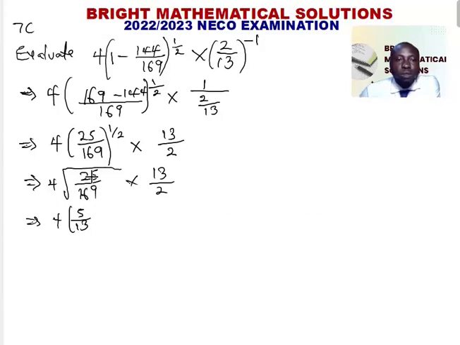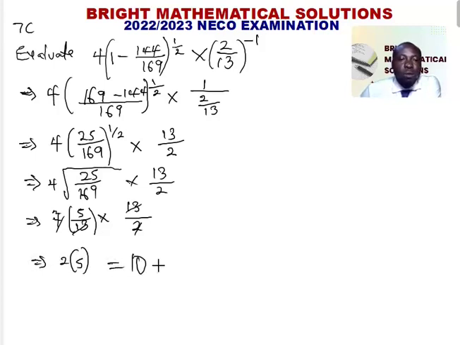Square root of 25 is 5 and 169 is 13 multiplied by 13, over 2. So let us divide by 2 here. So we have 2, 13 here, 1, 13 here. So what we have left is 2 into bracket 5, which is 10. So that is a solution to question 7C of the 2022-2023 NECO examination.